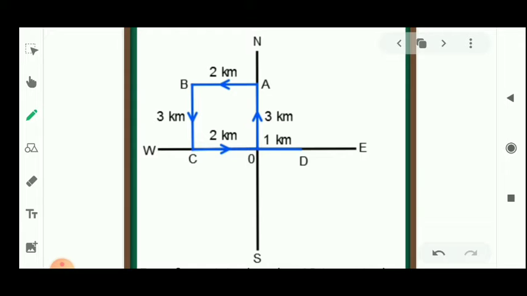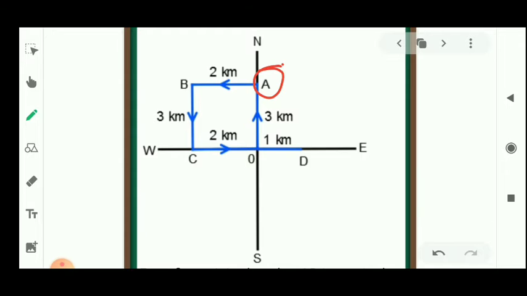Students, according to the question, Rohan walks a distance of 3 km towards north. That means O is the starting point of Rohan, and he is walking towards north direction, that means from O to A. And how much he moves? 3 km. Okay students, now he is standing in north direction, in which point? A point.